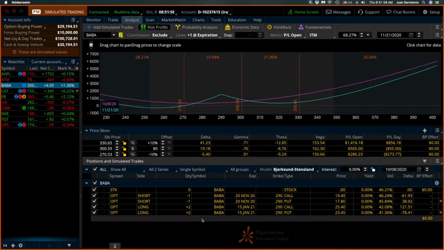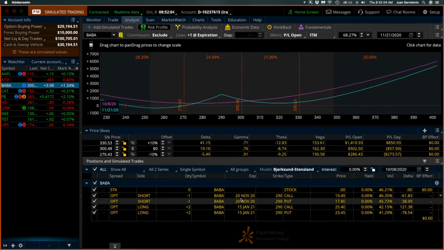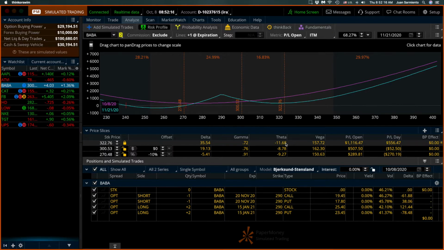Right, so BABA is, my strike price is 290 and my expiration is November the 20th. I need to change nothing. And if it goes above the line here, this smiley face at 322, then we'll consider selling some calls or moving them, rolling them up. No need to do that right now.